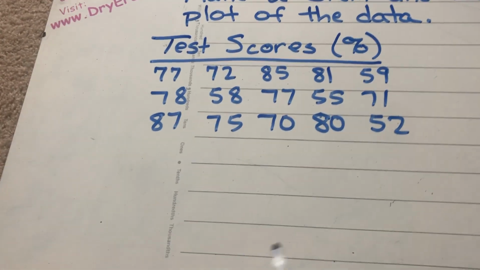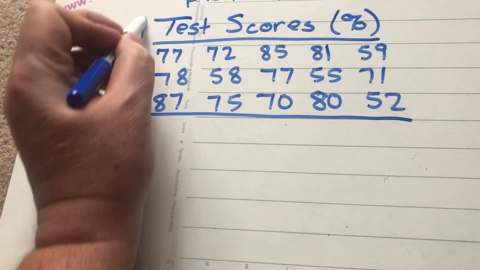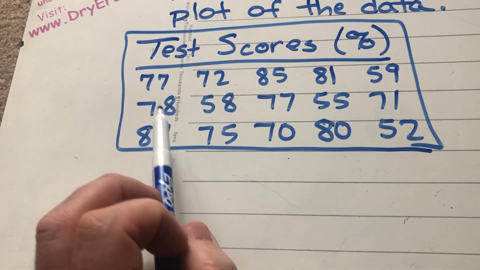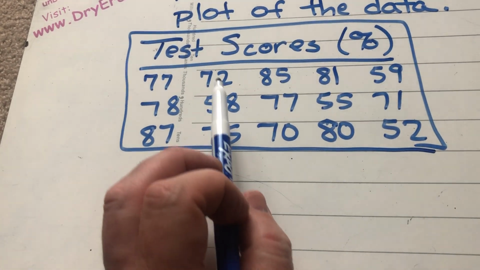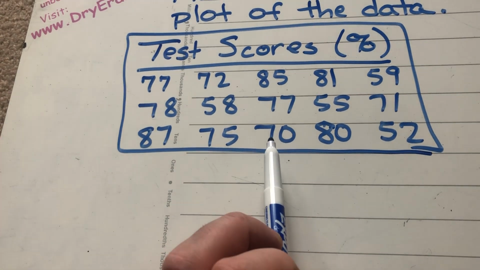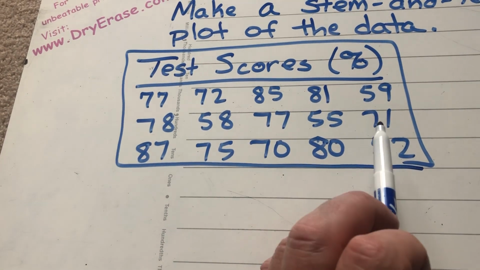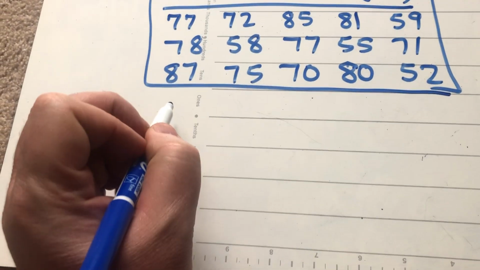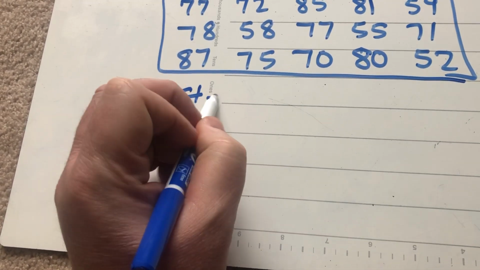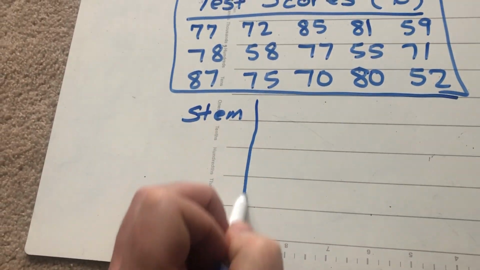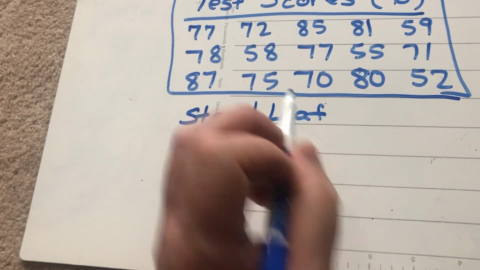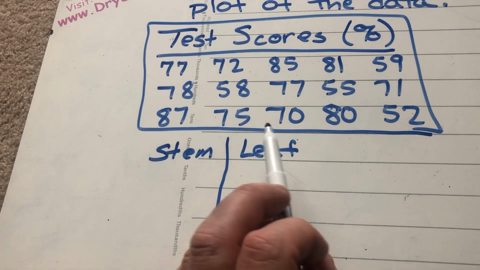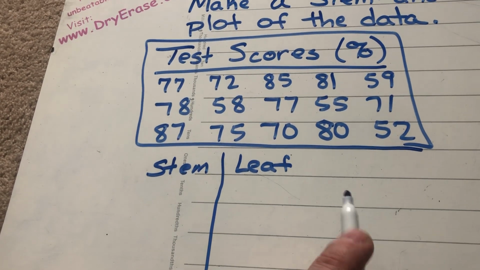So when we make a stem and leaf plot, we're going to be using this box of information right here, okay? Test scores, various percentages: 77, 78, 87, 75, 58, 72, 85, 77, 70, 80, 55, 81, 59, 71, 52. So when I make a stem and leaf plot, I have two parts. I have what we call the stem, and then we have the leaf, okay? Now, the stem in this case is going to be the number in the tens place. The leaf is going to be the number in the ones place.